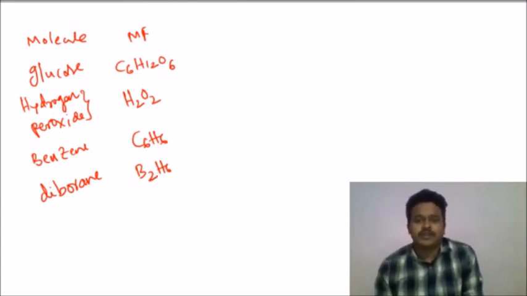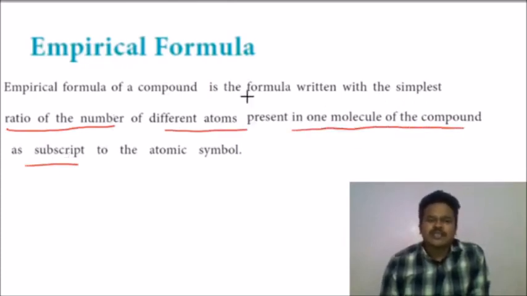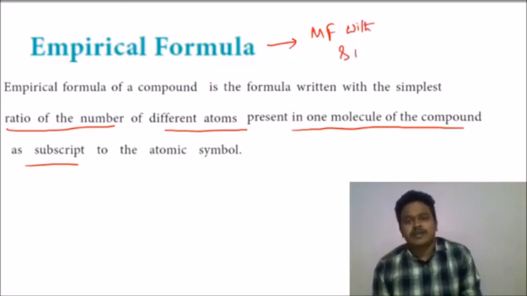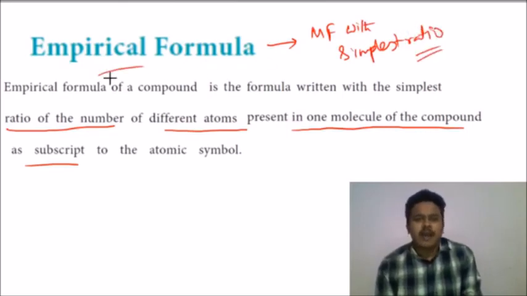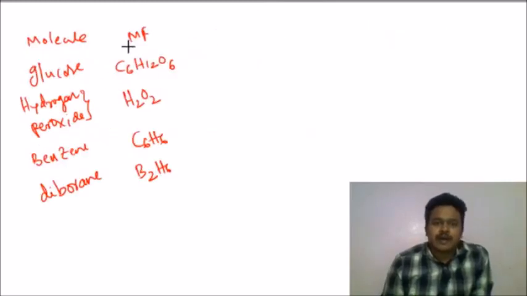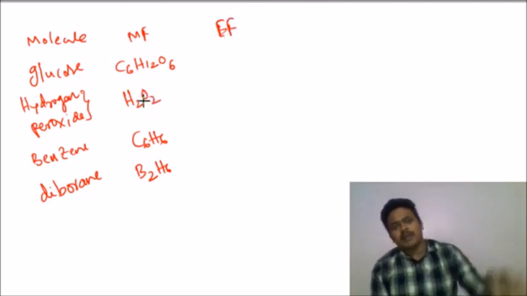Okay, we will go for the next one, empirical formula. Empirical formula is written with the simplest ratio of the number of atoms present in one molecule of the compound. Simply, for understanding, you can say it is the molecular formula written in the simplest ratio. Again I will go through my examples in a short way. For the molecular formula you are writing, now I am going to write the empirical formula, the simplest way.